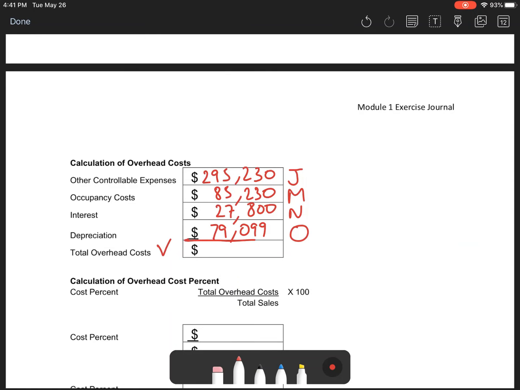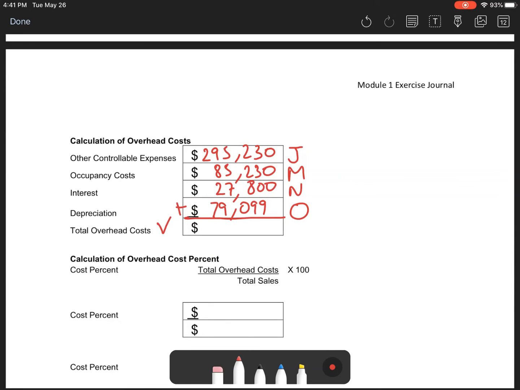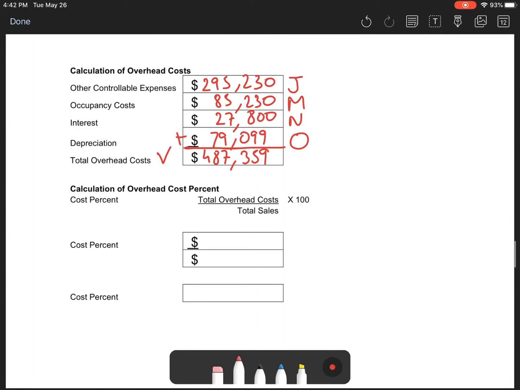So we're going to sum up all of this together, and we know our total overhead costs is 487,359. Okay, so we know our total overhead costs. To calculate the overhead cost percentage, we take our total overhead cost divided by our total sales into 100. Okay, so our total overhead cost was denoted by V. Our total sales we calculated on top was C, and we just multiply that into 100.